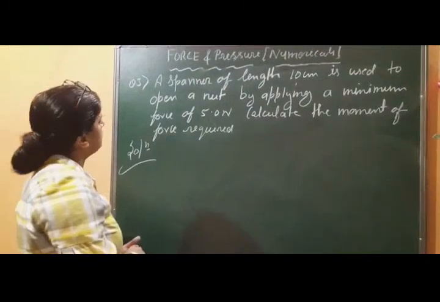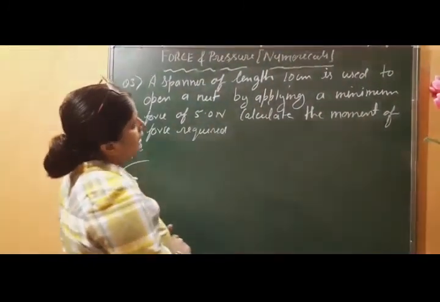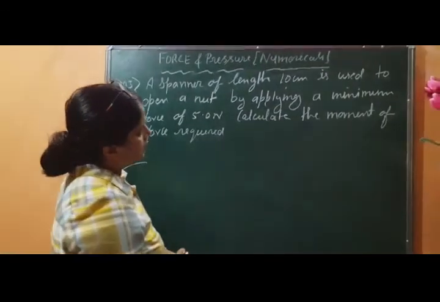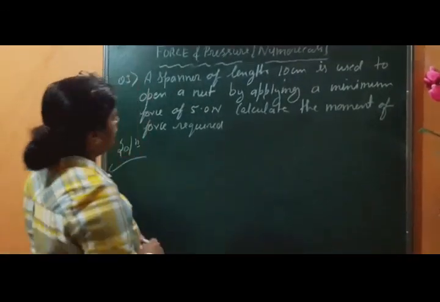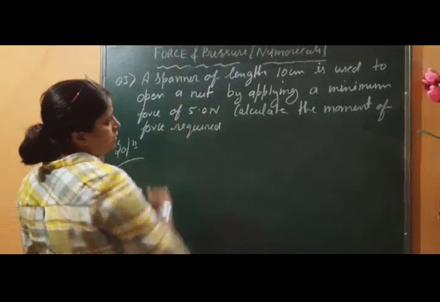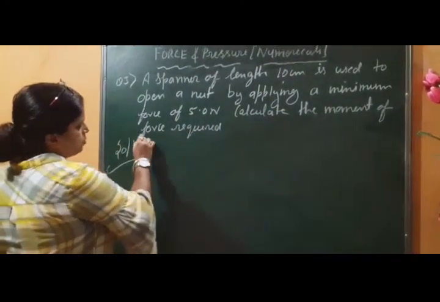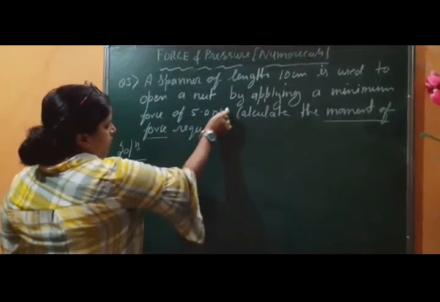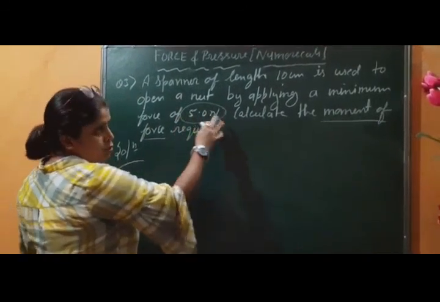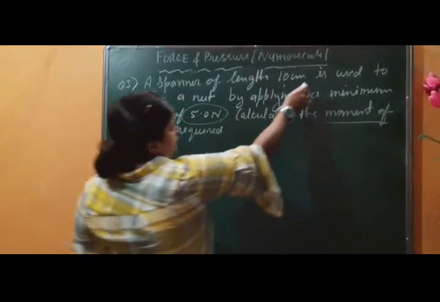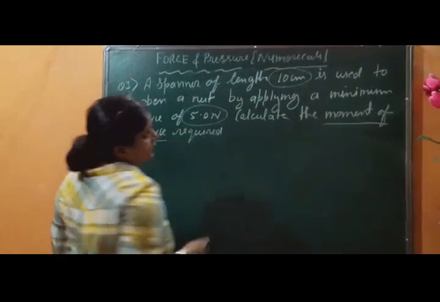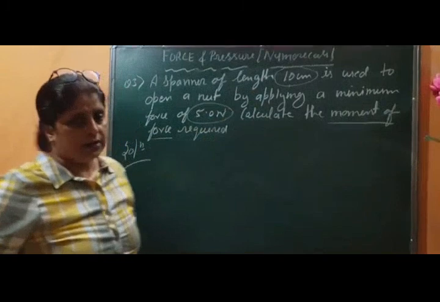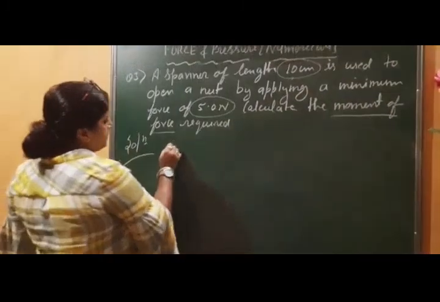Now let's see what the third question is. A spanner of length 10 centimeter is used to open a nut by applying a minimum force of 5.0 Newton. Calculate the moment of force. What do we have to find out? We have to find out the moment of force. What is given? Force is given as 5.0 Newton, and the length is given, which is the perpendicular distance.